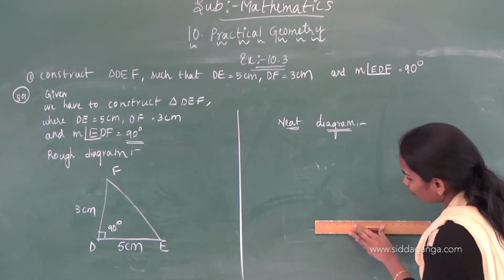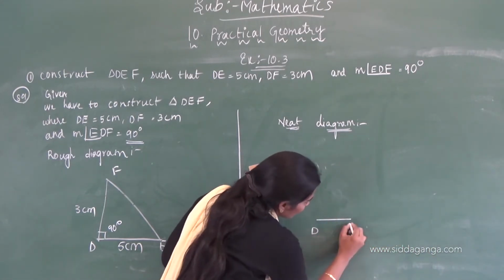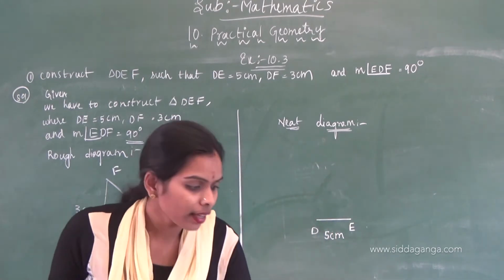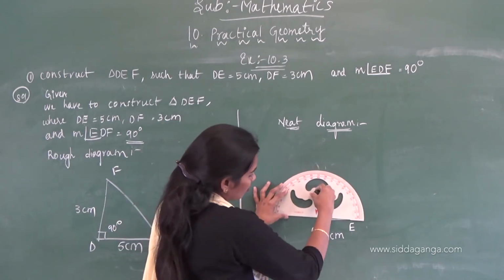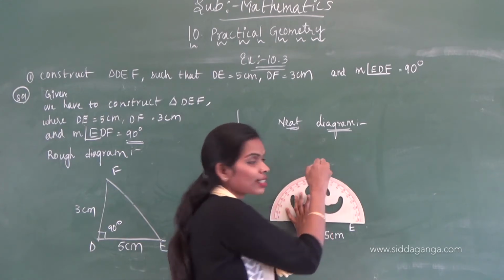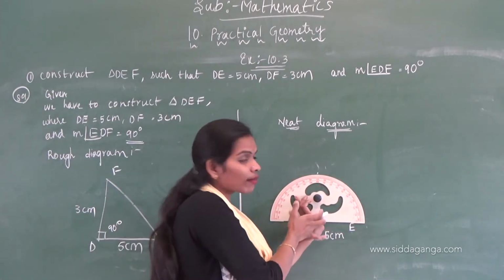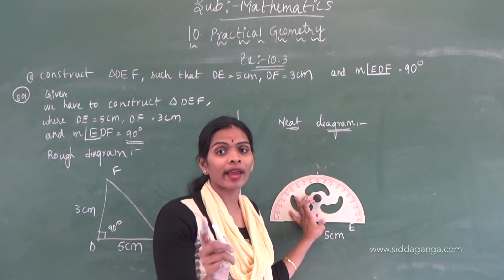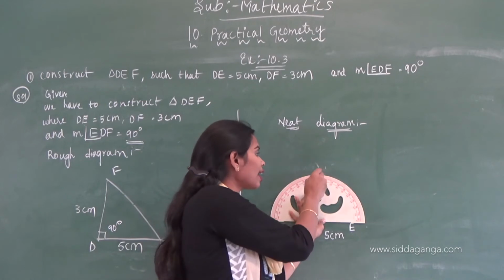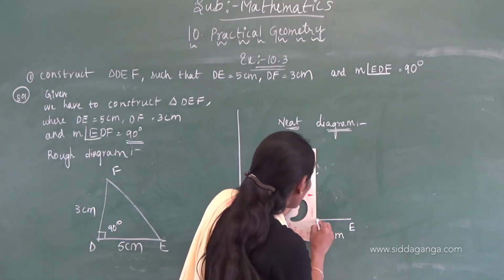See here, base we have to take as 5 centimeters, correct? DE, that is DE as 5 centimeters, and then see here, children, 90 degrees I am taking. This lower triangle I am taking because when we have to take the lower scale, when we have to take the upper scale. Already I told you, children, here I am taking the lower scale, that is 90 degrees, no problem will happen.